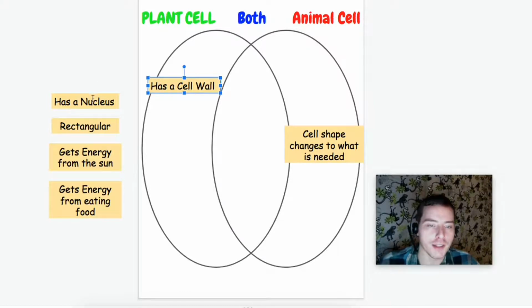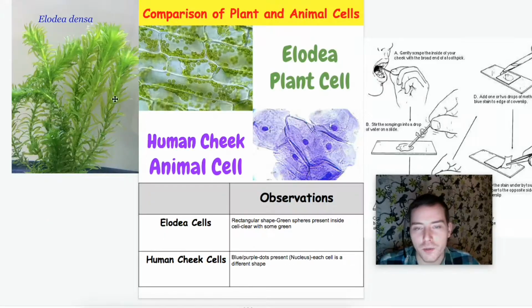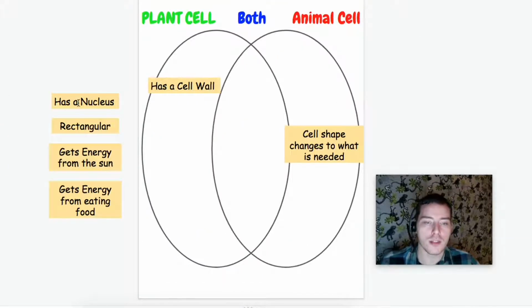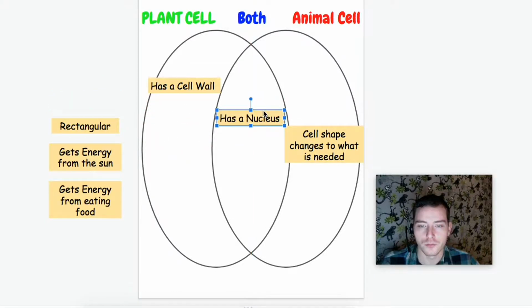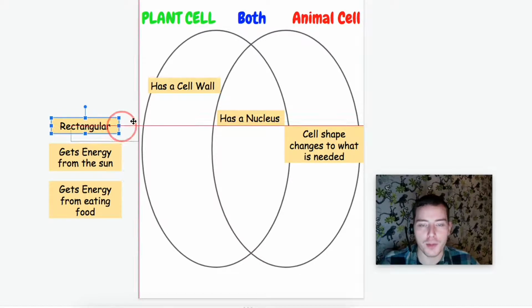Has a nucleus. Well, we can't really see it in the plant cell because most of these cells here are filled with water and we did not use a dye on them. But a nucleus is found in both plant and animal cells. Rectangular, well, we just discussed that, and that would be a plant cell.